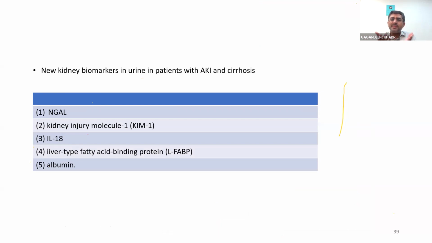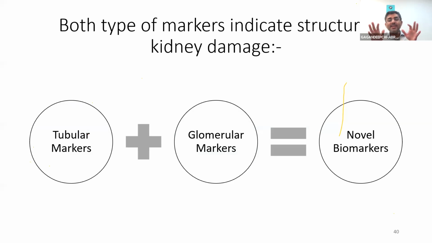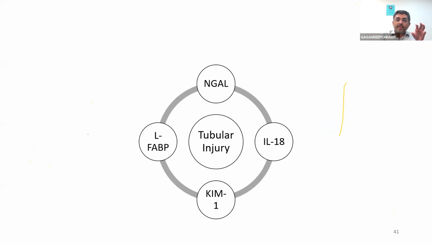And we have some papers, some studies going into new markers, especially new kidney biomarkers in urine in patients with acute kidney injury and cirrhosis. We have NGAL, we have KIM1, we have IL-18, we have LFAP, and we have albumin. Now, these markers can be either showing a tubular marker, meaning showing a tubular damage, or a glomerular marker showing a glomerular damage. So, the tubular markers are the NGAL, IL-18, KIM1, and LFAP.